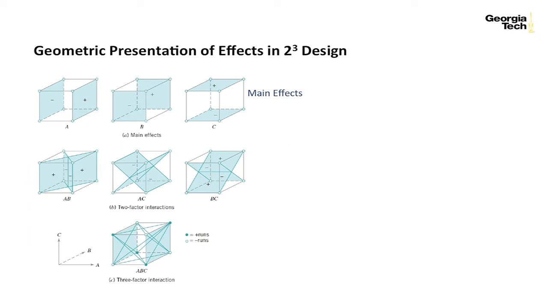Here is the summary. So that's the main effects. These are two-way interactions, and this is three-way interactions for a 2 to the power of 3 design.